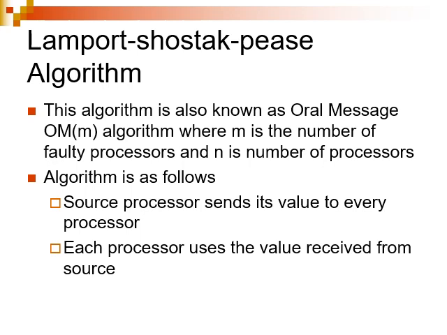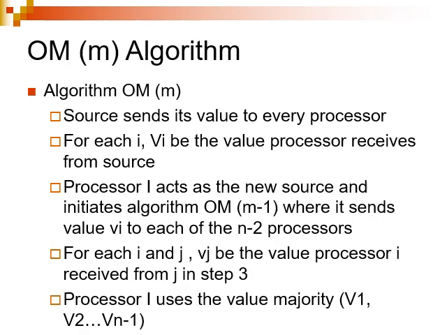So this is the concept. In this Lamport Shostak Pease algorithm, there is a proposer node, or we can say primary node, or source node, that proposes an initial value, and every node uses that value received from the source. So you can see the steps of this algorithm.